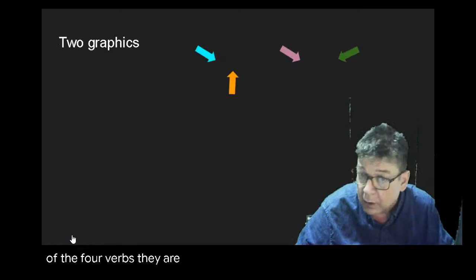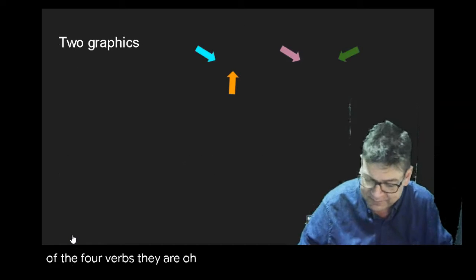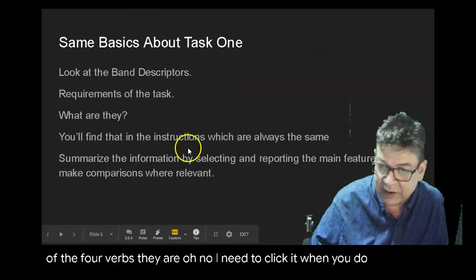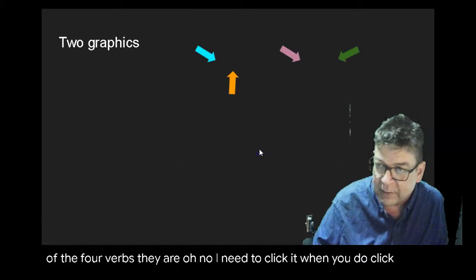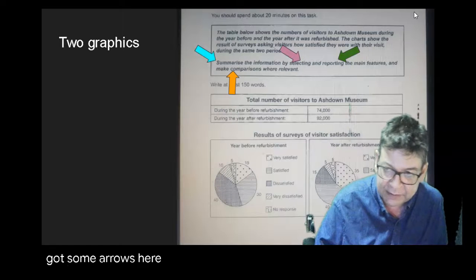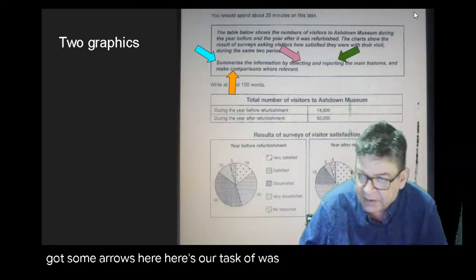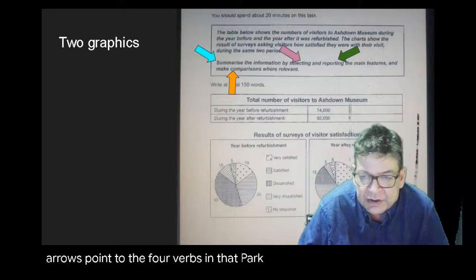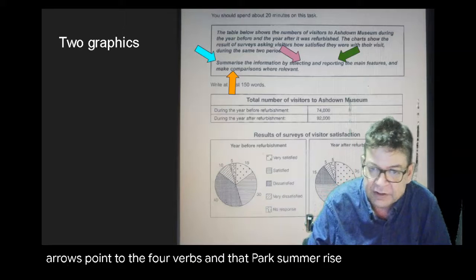They are. Oh. No, I need to click. That's what I need to do. Click. Well, okay, we got some arrows here. Here's our task that was presented. And the 4 arrows point to the 4 verbs in that part. Summarize. Right? Summarize.